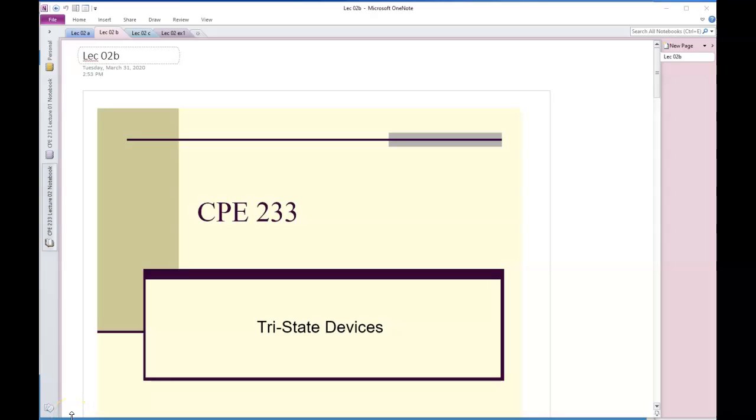This is Lecture 2, Part B. This is a continuation of discussion on memory. And so this was not super memory related, but it's going to be a preparation for the next lecture. And so it's working with tri-state devices.